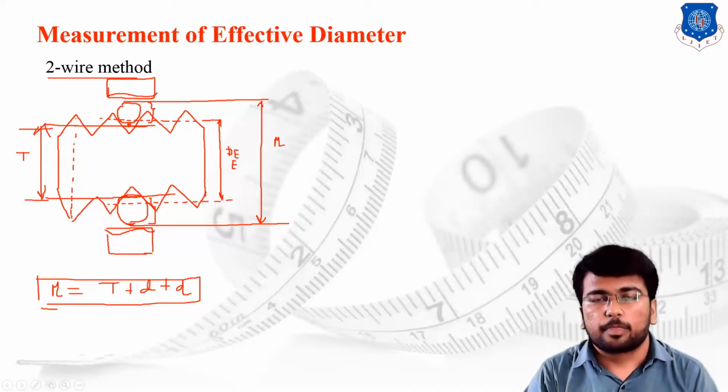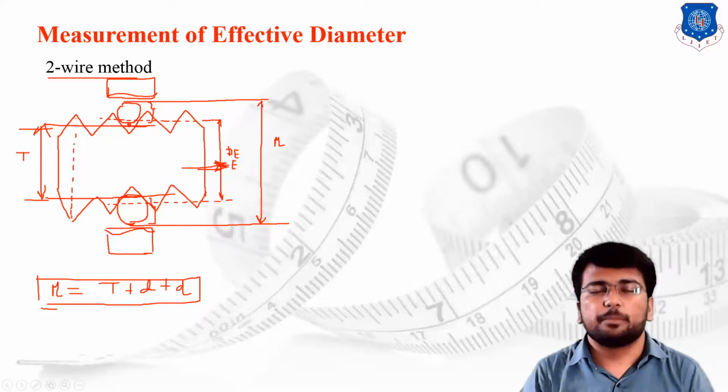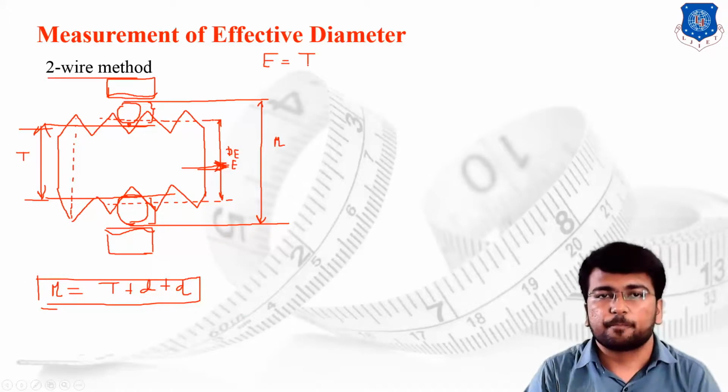Now our prime concern is to measure the effective diameter. We are not interested in the measurement of M, the measurement of T, or the measurement of the small diameter. We are totally interested in the measurement of E. If I have to measure the value of E and I know the value of T, then I can say that the value of E is equal to T plus something which is getting added over here.